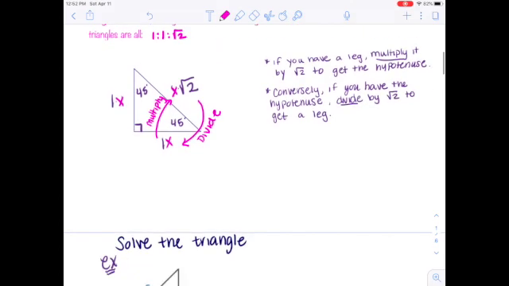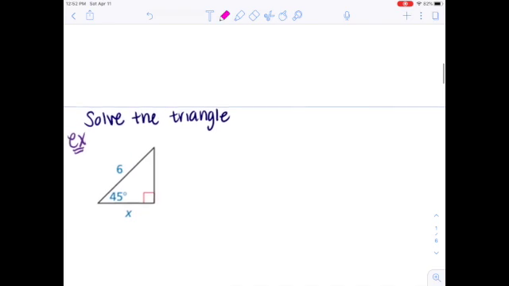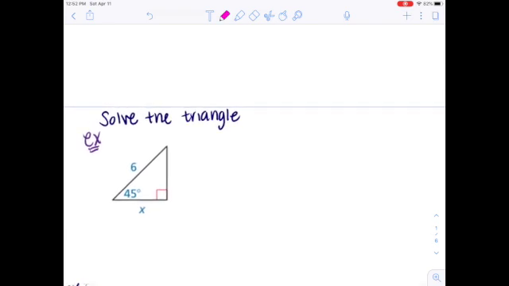So let's do a few examples. We're going to solve this triangle. When you see the words solve the triangle, it really just means solve for everything that you can: all the angles, all the sides. We know we have a 90 degree angle and a 45 degree angle, so this angle up here would have to be 45. Remember the triangle sum: the interior angles of all triangles, not just right triangles, have to add up to 180.